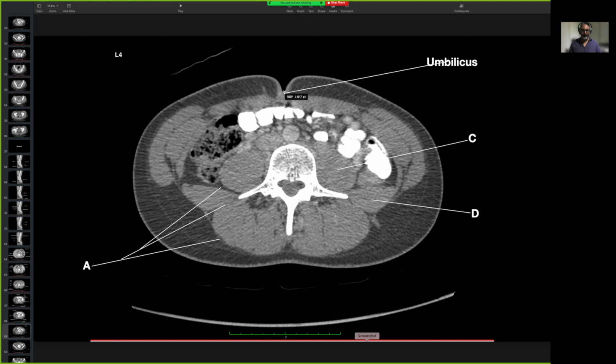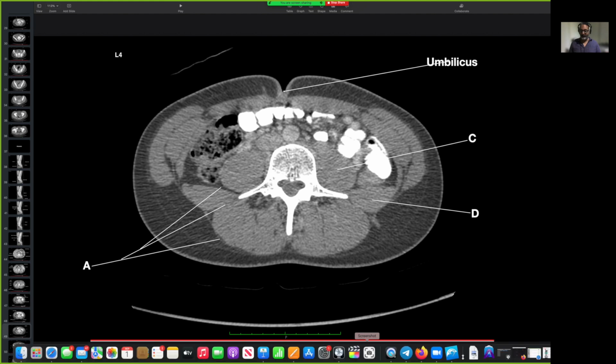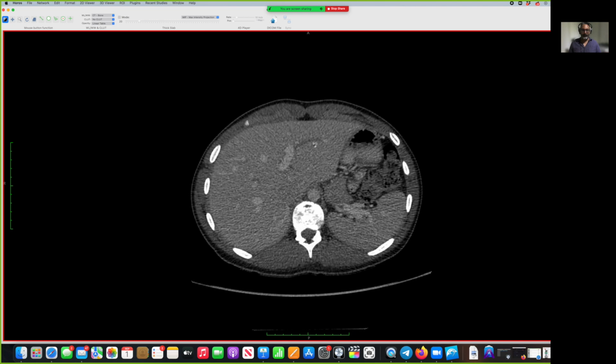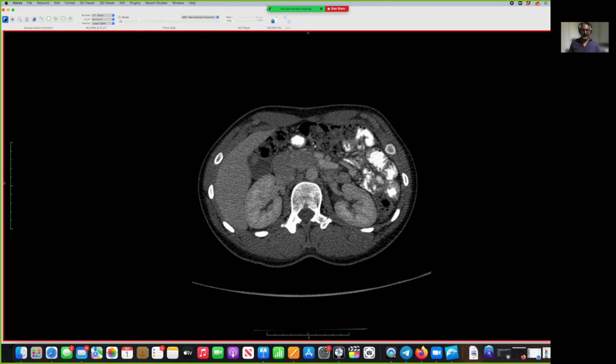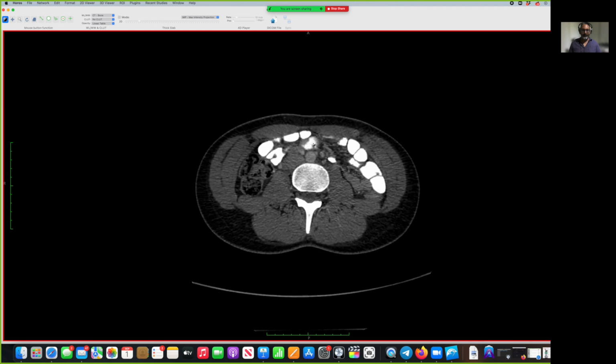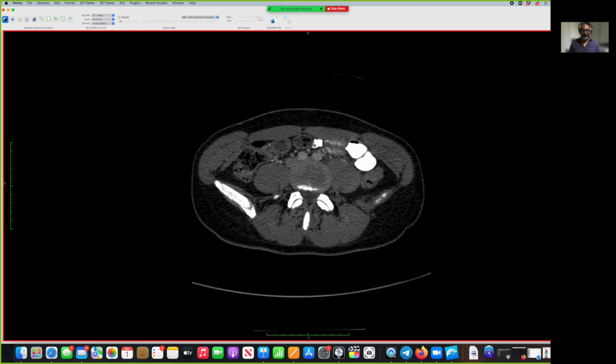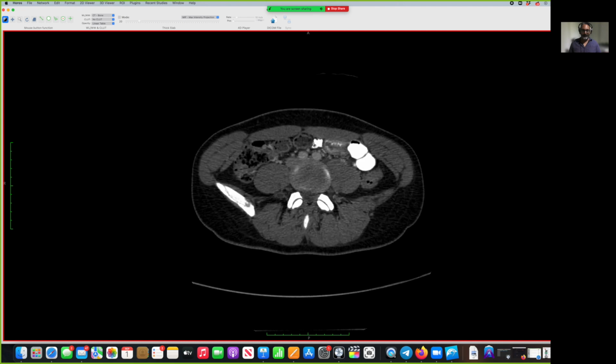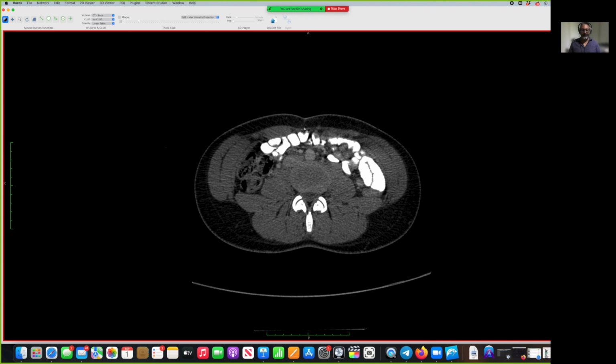Maybe I should. Oh, good question. I'll show it to you. Do you want me to? Oh, look, that's the linea alba. Keep looking there. And that's the skin. And here comes the umbilicus. There's the umbilicus. And it's gone. That's the umbilicus, but the linea alba is always there.